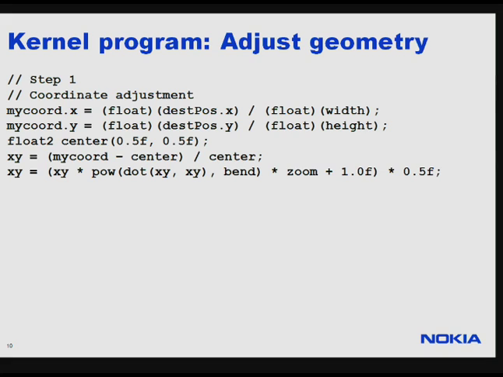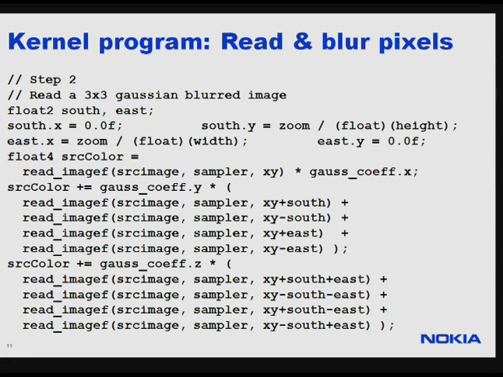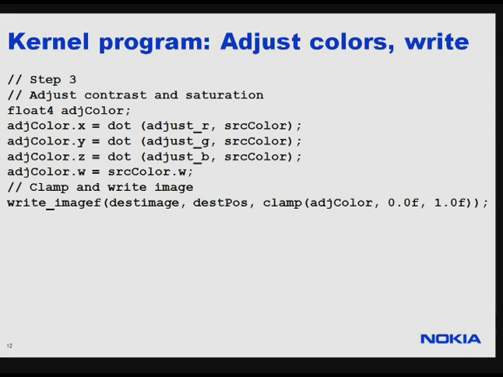The first step is to adjust the geometry. It's basically just to recalculate where to sample the image. The second step is to do a simple 3x3 Gaussian blur. So we calculate these offsets here and do 9 texture fetches and multiply them with appropriate coefficients. And the final step is just to adjust the color and clamp and write the output image.